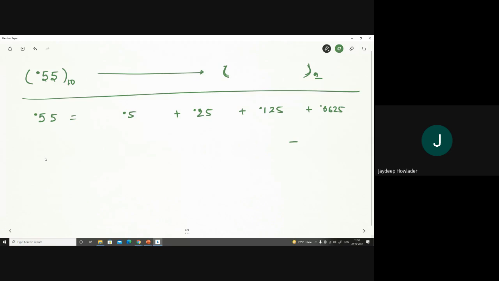0.625, and in this one. So these are the positional values, and I have to either take the positional values or I have to leave those positional values. Okay, understand? So if I try to represent these things, if I try to break the numbers, it can be broken in this way.